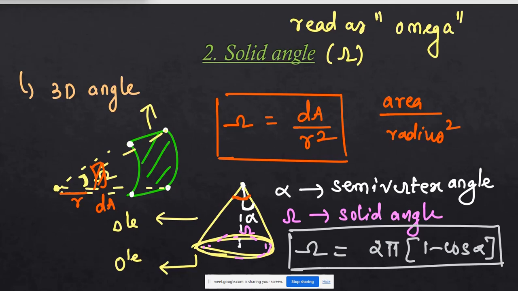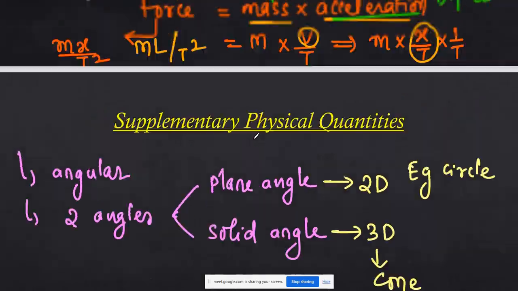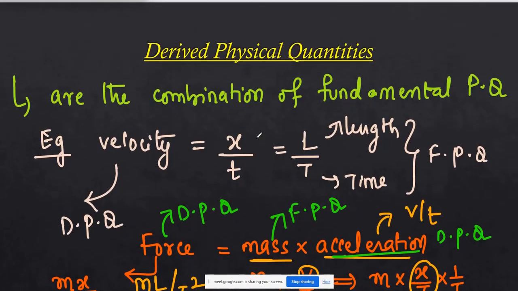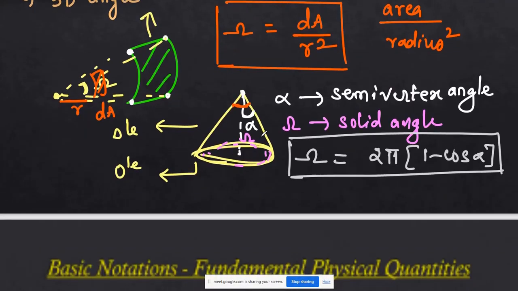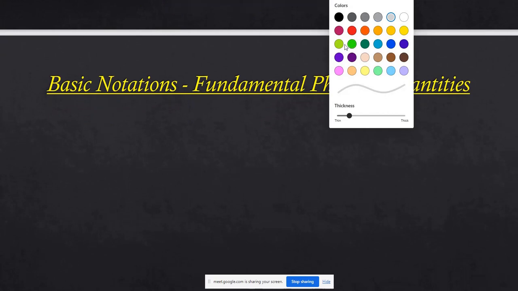Any doubt so far? So you are clear with the fundamental physical quantities, derived physical quantities, and supplementary physical quantities. Now we'll go with basic notations, because in the problems we'll see letters like M, L, T, such kind of things. So you have to be familiar with basic notations.